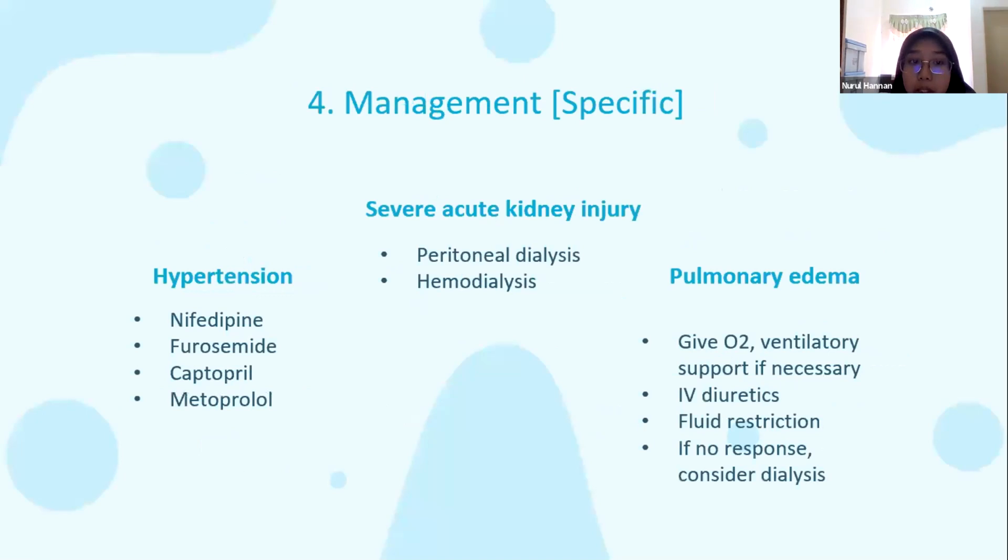Right, for the specific management, for the hypertension, we can give antihypertensive medication to control the blood pressure. And if there is severe acute kidney injury, which is uncommon in children with post-streptococcal glomerulonephritis, but if there is a severe acute kidney injury, we can do peritoneal dialysis and also hemodialysis.